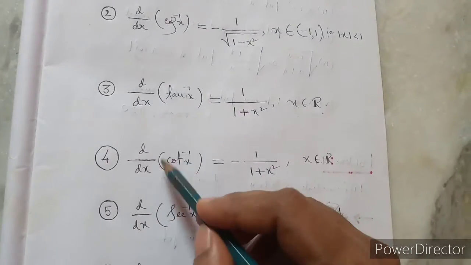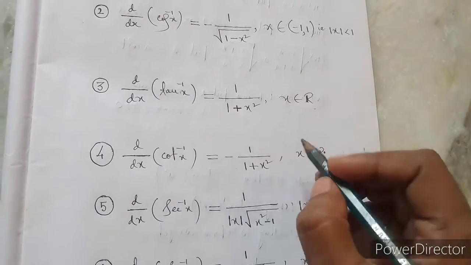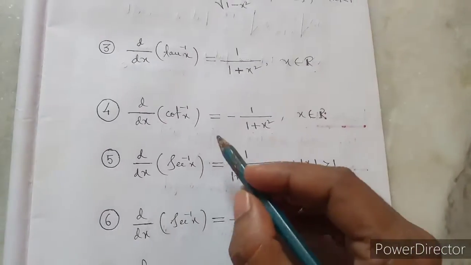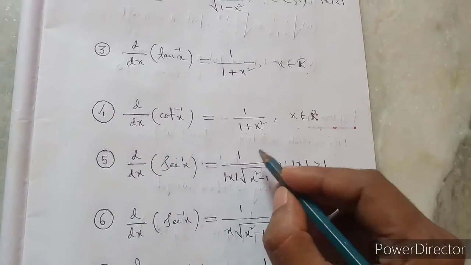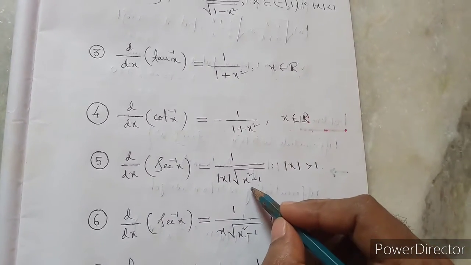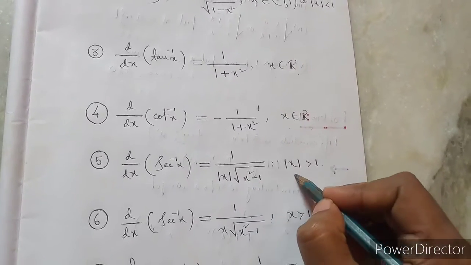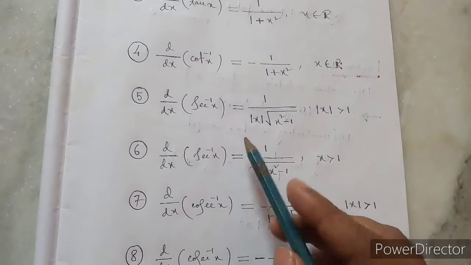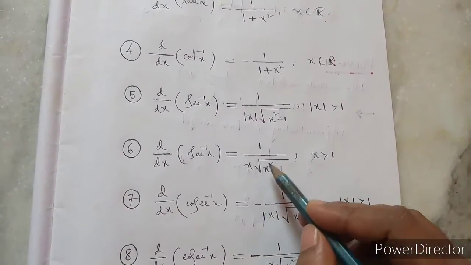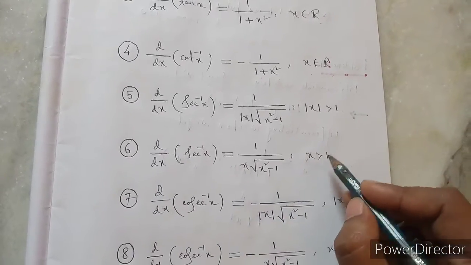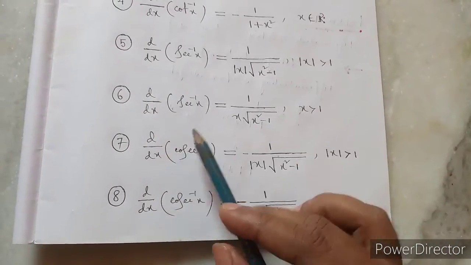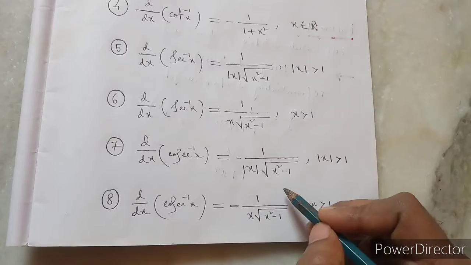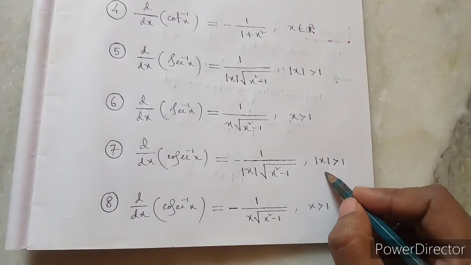Number 4, d/dx of cot inverse x equals minus 1 by 1 plus x square, where x belongs to R. Number 5, d/dx of sec inverse x equals 1 by |x| into root under x square minus 1, where |x| > 1. Number 6, d/dx of sec inverse x equals 1 by x into root under x square minus 1, where x > 1.